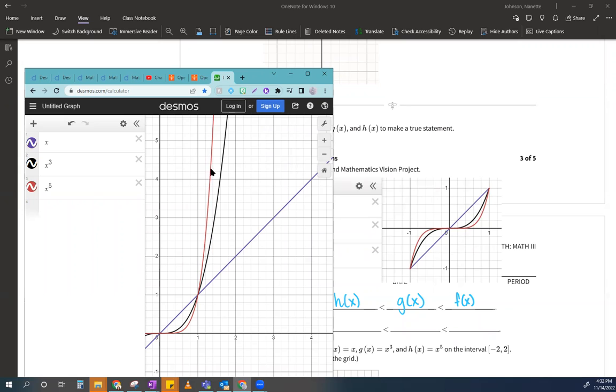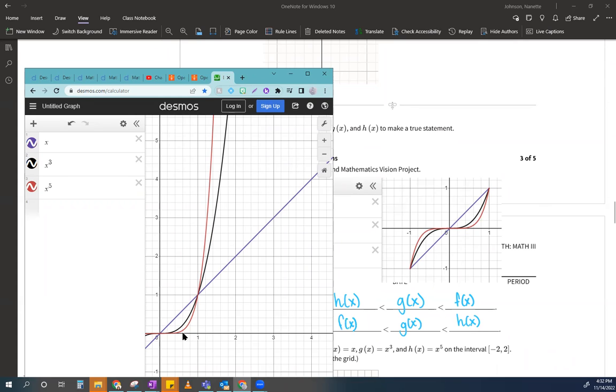If you take a slice right here, right? You can see that red wins, then black, then blue. So red, then black, then blue. So that h of x is the tallest. So he belongs to the right because he's the greatest, right? And then g of x, and then f of x.